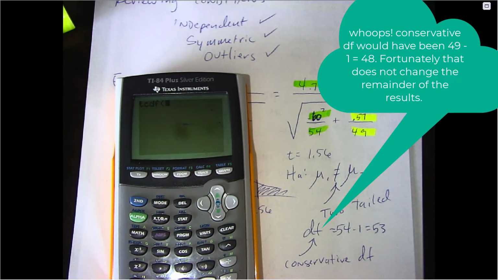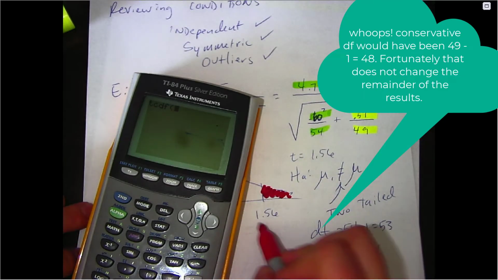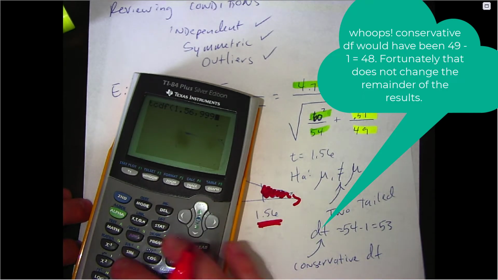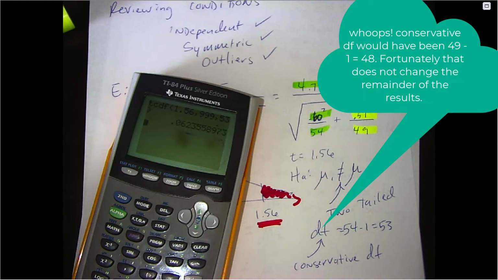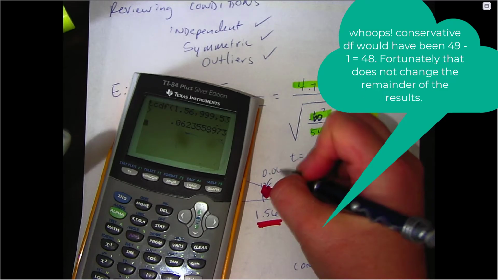So I'm going to start by finding just this top tail. Remember, it wants a lower bound, where the highlighting starts. So I have 1.56, and then remember that goes out to essentially positive infinity, so we have 999, and then I'm going to have 53 degrees of freedom. So this shaded area is equal to, let's just say, 0.06.